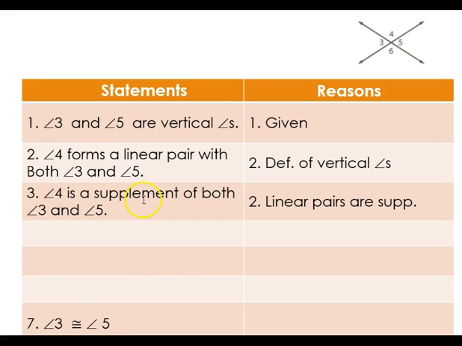Angle 4 is a supplement of both angle 3 and angle 5. So angle 4 is supplementary to angle 3. So that means it's going to add to 180. And it's also supplementary to angle 5. These two, 4 and 5, will also add together to be 180 degrees.